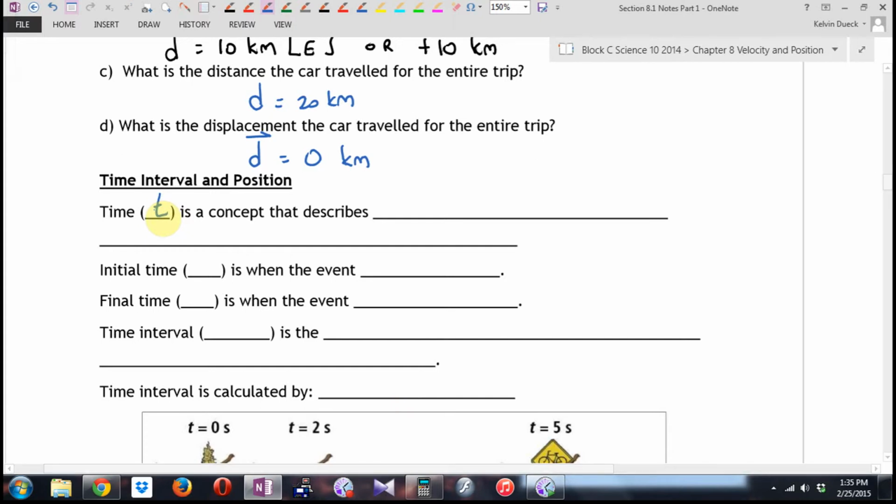Time is a concept that describes, and I've got to check my notes to see what I was wanting to get at here. There it is. Sheesh. That's really obvious. Time is a concept that describes when an event occurs.